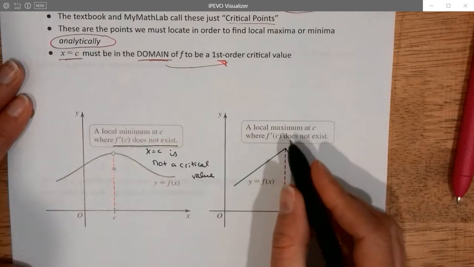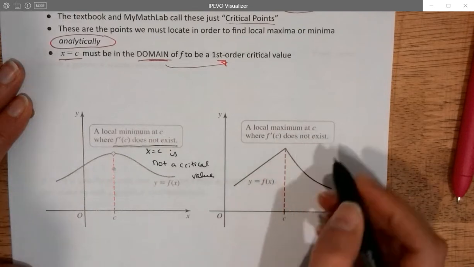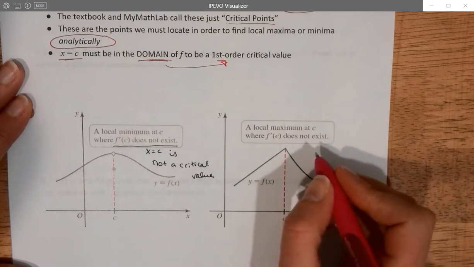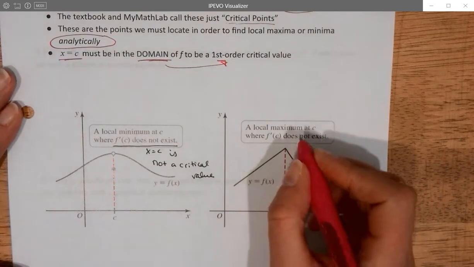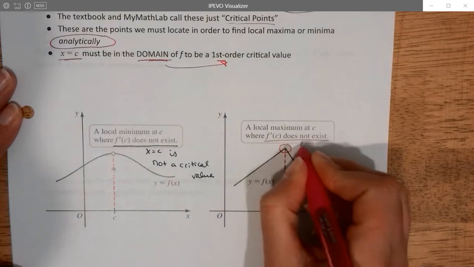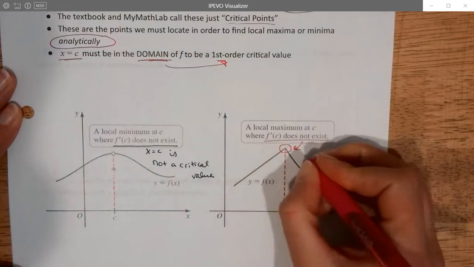And with a local maximum at c where the derivative does not exist, this is another case where my derivative does not exist. This one is a critical value and it is going to be an absolute extrema.